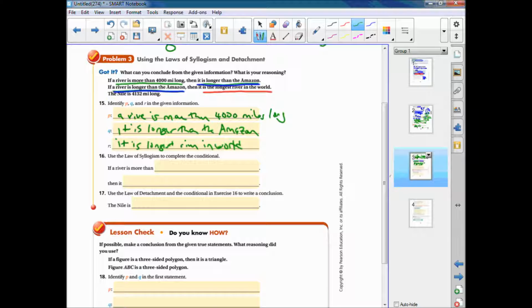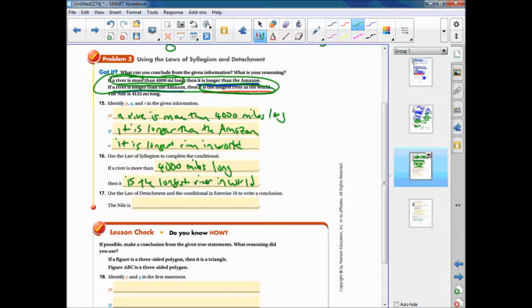Okay. Use the law of syllogism to complete this new conditional. So we can put these two together to write a new conditional. We're going to start with this river is more than 4,000 miles long, and end with it is the longest river in the world. So if a river is more than 4,000 miles long, then it is the longest river in the world.